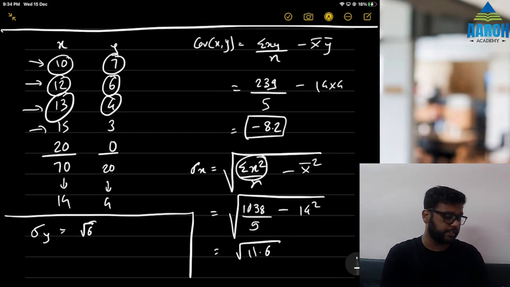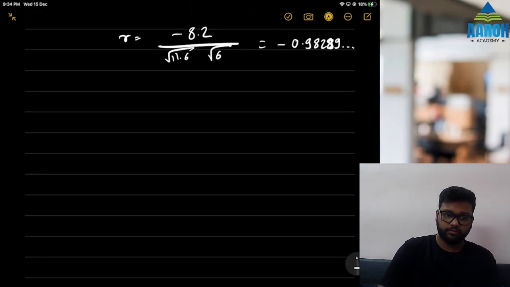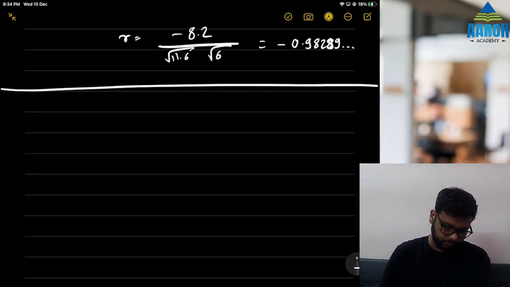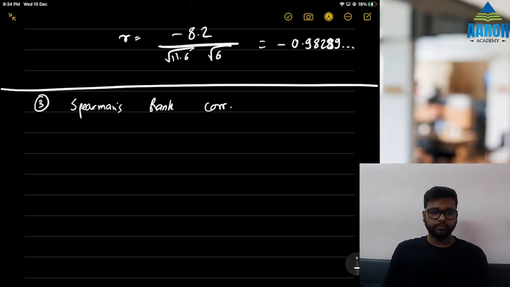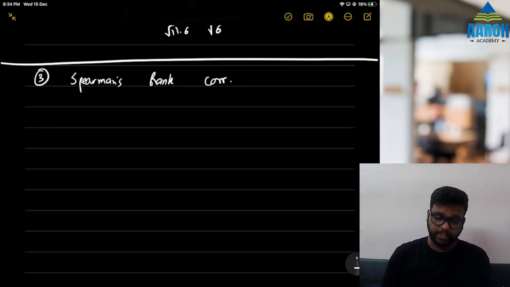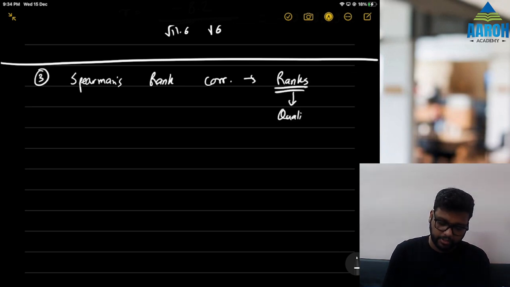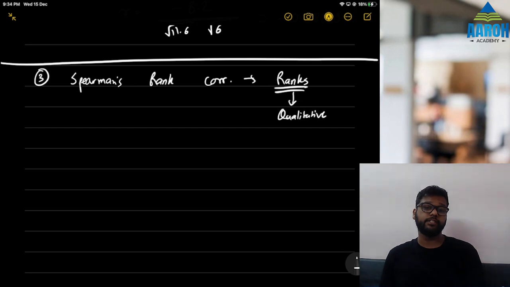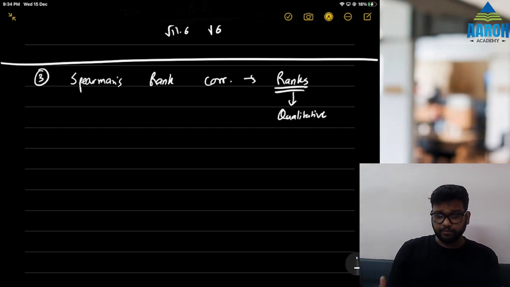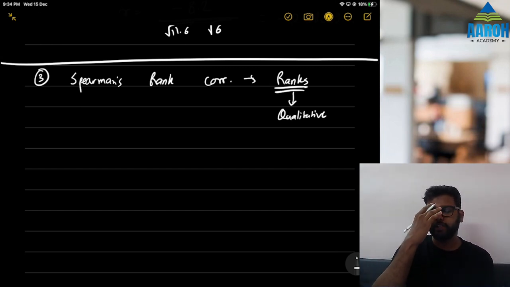What is the third measure of correlation that we see in books? Concurrent deviation, and before that Spearman's rank correlation coefficient. Spearman's rank correlation coefficient is used when the data given to us are ranks. Ranks means when the data is qualitative, for example, a singing contest, dancing contest, or ranks of students in some exam. In such cases we can use Spearman's rank correlation coefficient.